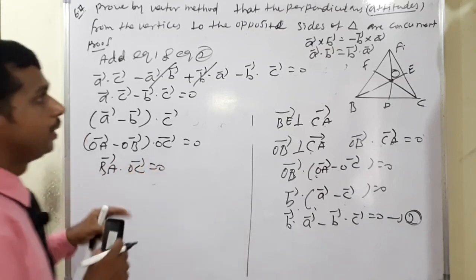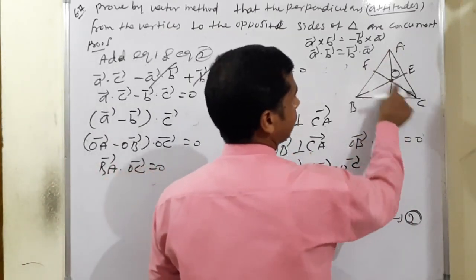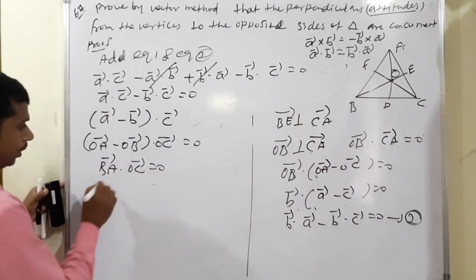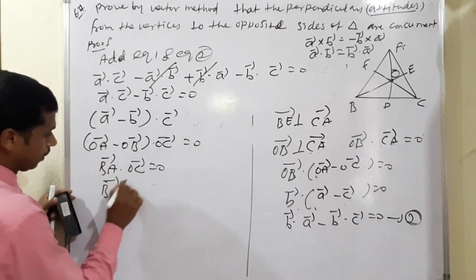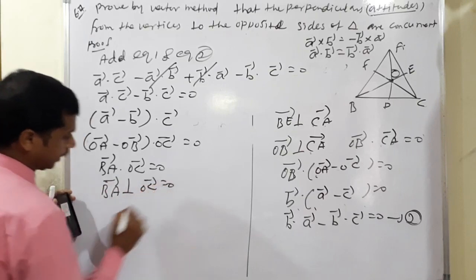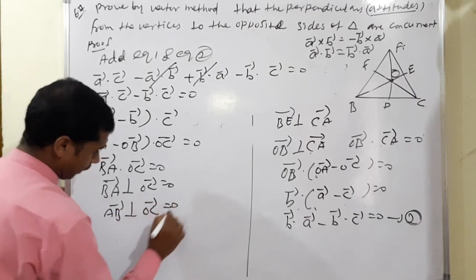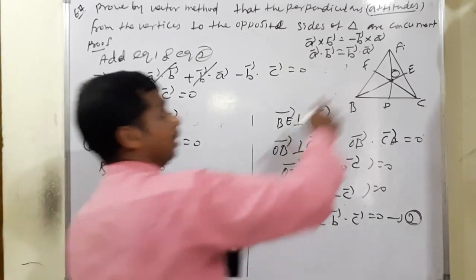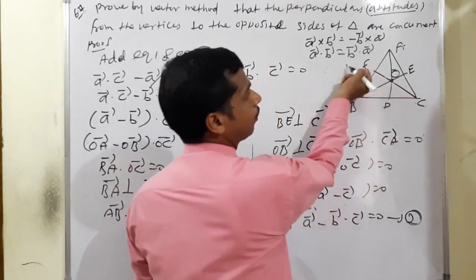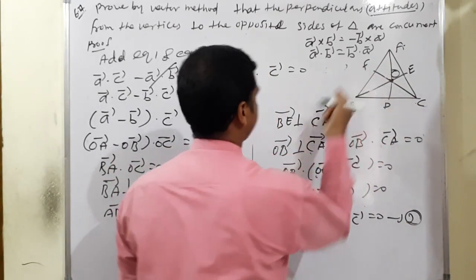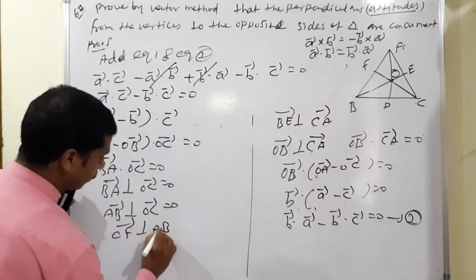Look at there, BA vector dot OC vector. So now we can write BA vector perpendicular to OC vector is equal to 0. Otherwise we can write AB vector is perpendicular to OC vector. OC we can extend up to the end point F. We can write it up to CF also. Therefore, CF vector is perpendicular to AB vector.